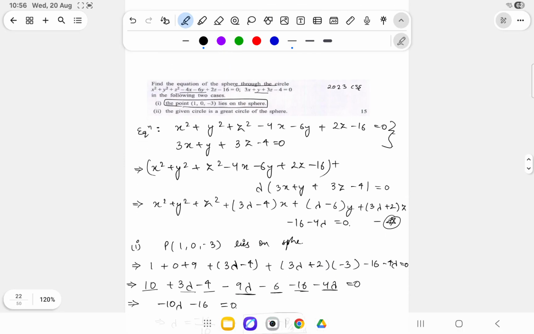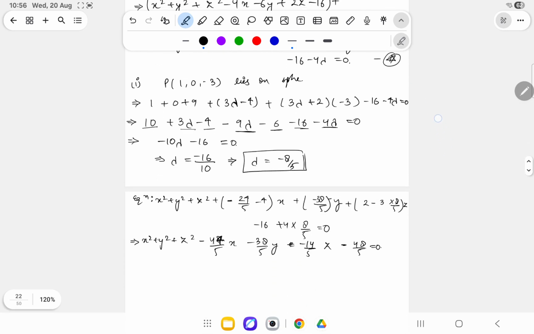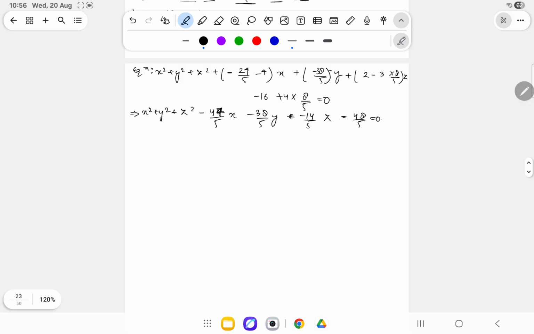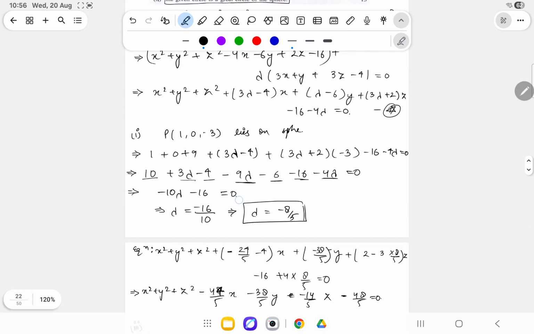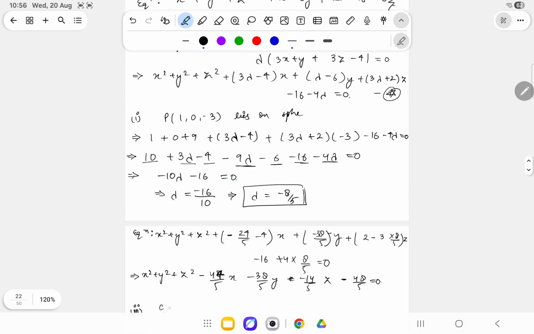Further, it says find the equation of the sphere if the given circle is a great circle of the sphere. Any circle is a great circle of the sphere if it is the circle with the largest diameter, and for any sphere, the circle with the largest diameter is the circle passing through its center. So we'll use that result. We have the general equation of the sphere, and using that we can calculate the center. My center of the sphere will be ((4 minus 3 lambda) by 2, (6 minus lambda) by 2, (minus 3 lambda minus 2) by 2).